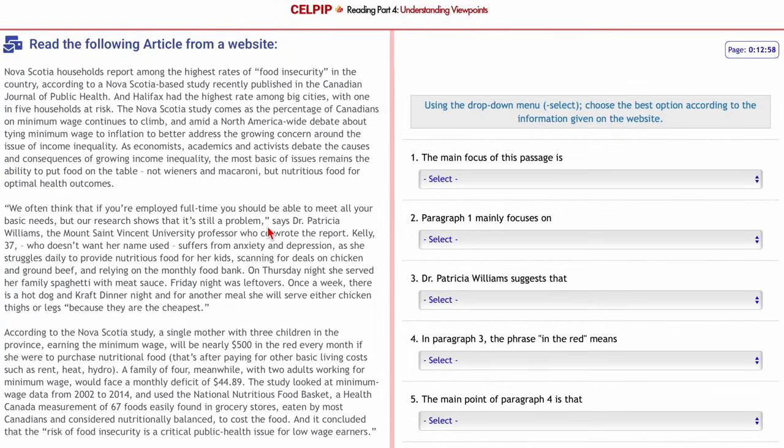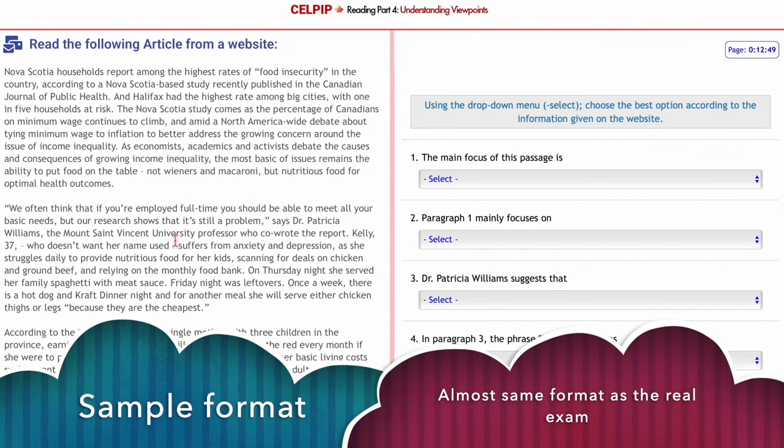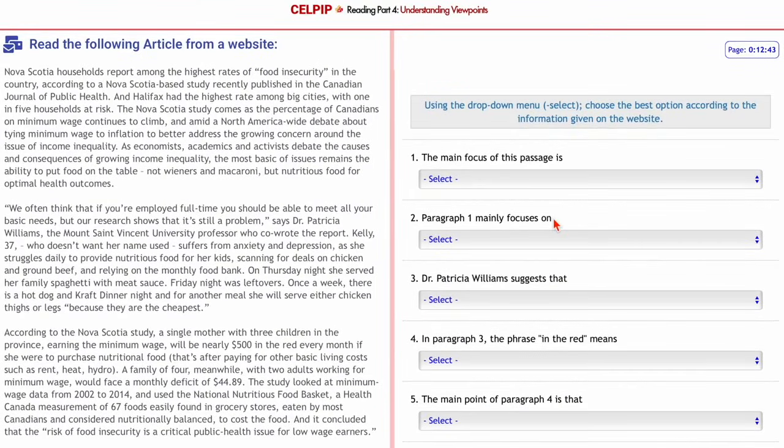All right, and here we are. Okay, so everyone, you'll notice that this is the same format as the real exam. We have our reading on the left, and we have our questions on the right. And it's almost an identical format.